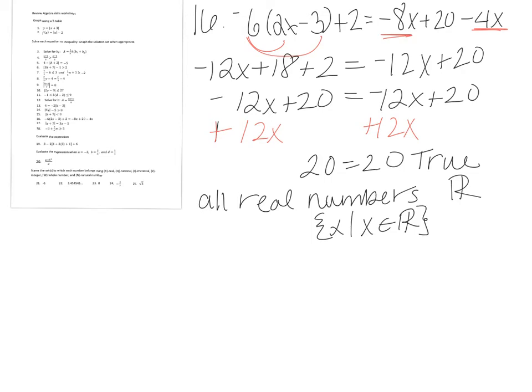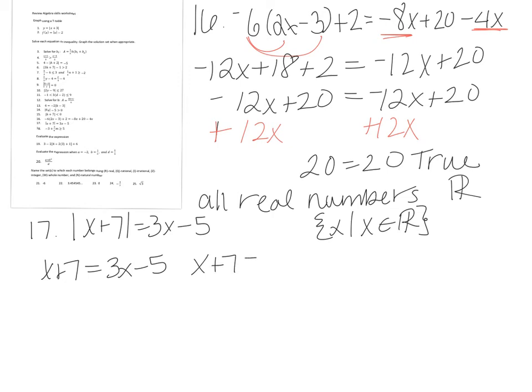Okay, number 17. The absolute value of x plus 7 equals 3x minus 5. So the absolute value equal to an equation. That means in the end we're going to have to check for extraneous solutions. I need to write my two equations. X plus 7 can equal 3x minus 5, and x plus 7 can equal negative 3x minus 5. Red. So this is the most important step. That's why I put it in red. You have to apply the negative to the whole right side of the equation.